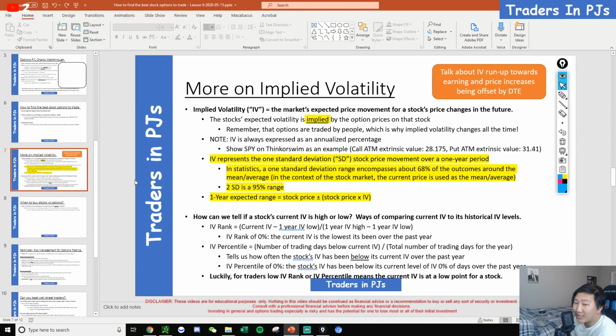What's the topic for the next stream? The next stream, next Saturday, is multi-leg option strategy. So it's combining long calls and puts with short calls and puts and putting them together to make more complex strategies.